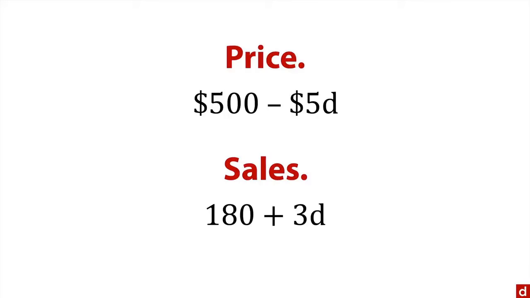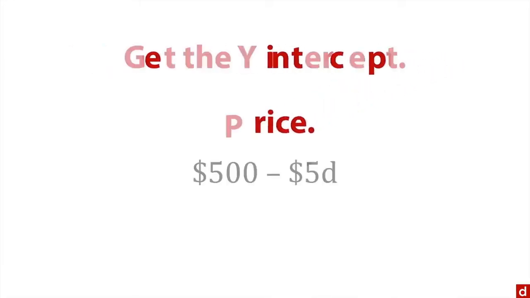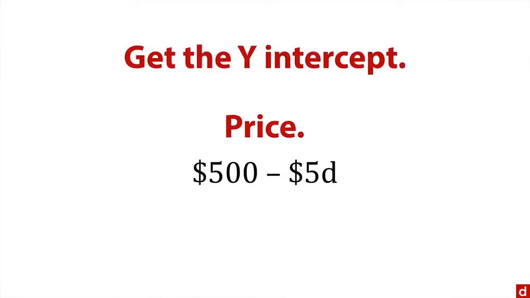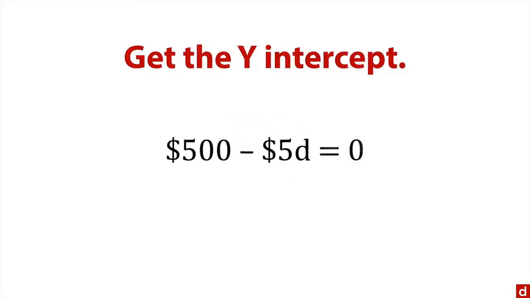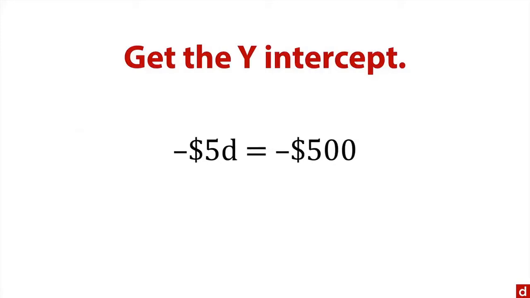So what we're going to do here is find sales as a function of price. To do that, the first thing we have to do is get the y-intercept. So we have price here: $500 is the current annual subscription price minus $5 times D. And we get the y-intercept by solving when this equals 0. Well, we subtract the 500 from both sides, and we end up with minus 5D equal to minus 500. Divide both sides by minus 5, and we're left with D equal to 100.